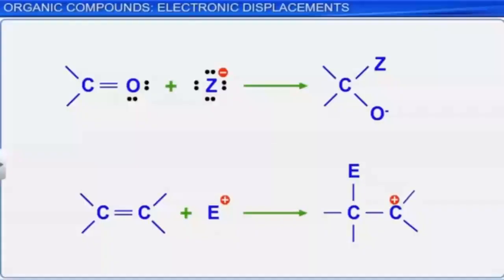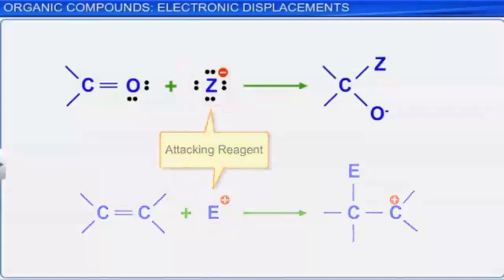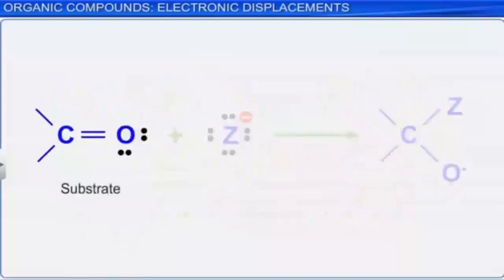You have already learned that most of the attacking reagents carry either a positive or a negative charge. Hence, for a reaction to take place on the substrate, it must possess oppositely charged centers. This is made possible by the partial or complete displacement of the bonding electrons.